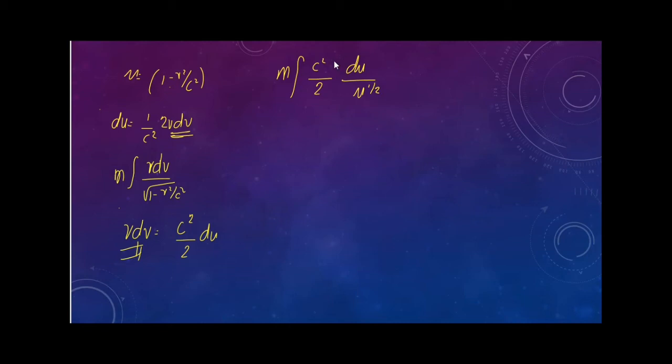Okay, so let's solve it. Let u equal 1 minus v squared over c squared, and du should be negative 1 over c squared, 2v dv.